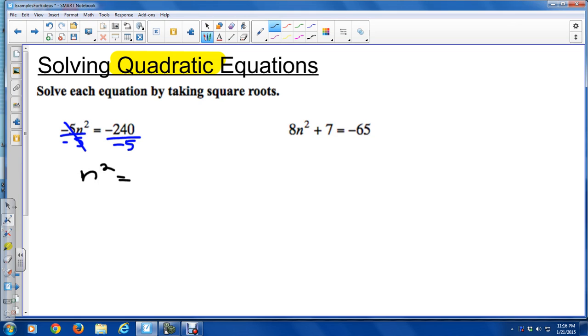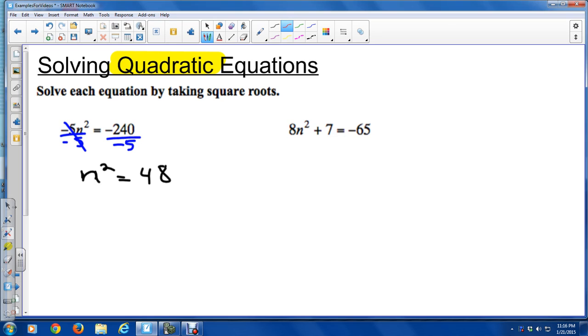Ryan's got it. Thanks, Ryan. Ryan's telling me that that is a 48. And that's sure looking a lot better to me. n squared equals 48. All I have to do is get rid of the power of 2. So you have to think to yourself, what's the opposite of squaring something?